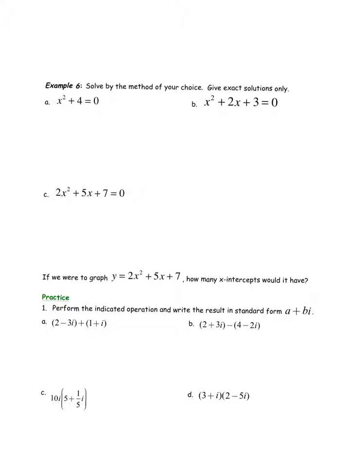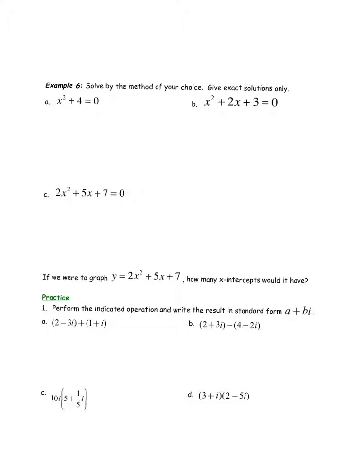This is the solution to example 6 from notes 1.6. Now that we know how to simplify square roots of negative numbers using the imaginary number i, we can now solve quadratic equations that have imaginary solutions. So let's try these three examples.